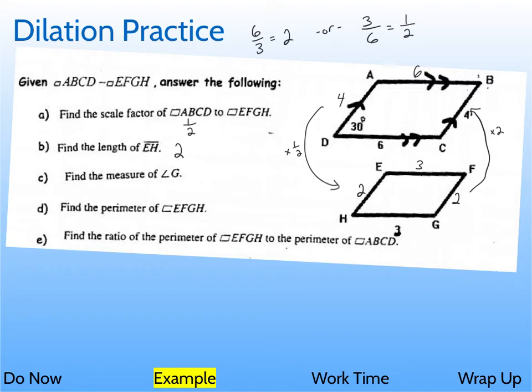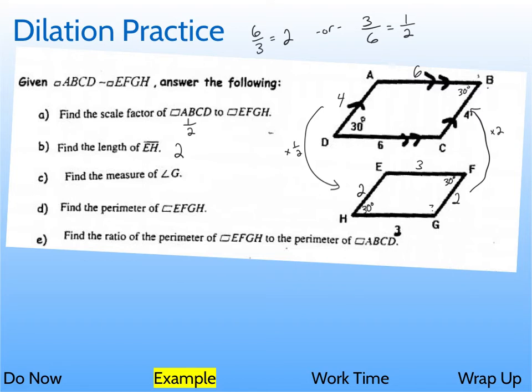Now let's find the measure of angle G. We're looking here, what is this angle right there? One thing you should know in similar polygons is that the corresponding angles are the same measure. So 30 degrees for angle D corresponds to angle H, which means this is also 30 degrees. Also, a property of parallelograms is that opposite angles are congruent to each other. So if angle D is 30, angle B is 30. And if angle H is 30, angle F is also 30 degrees.